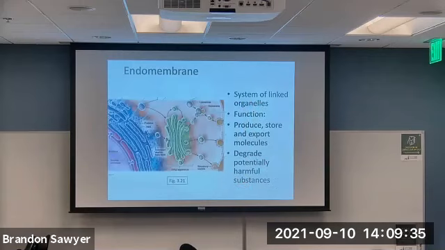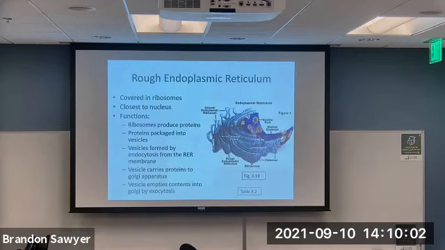Okay, and then we have this whole series of structures that all work together called the endomembrane system. The endomembrane is this linked series of organelles. We can see it starting here with the rough ER, going into the Golgi apparatus, going out here to secretory vesicles, and then eventually it can possibly make its way out to exocytose things.